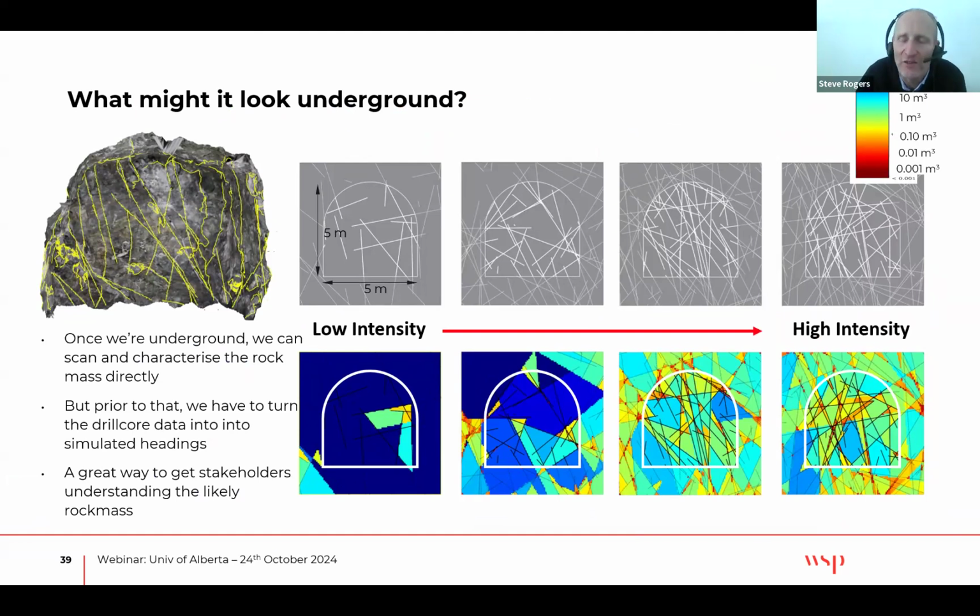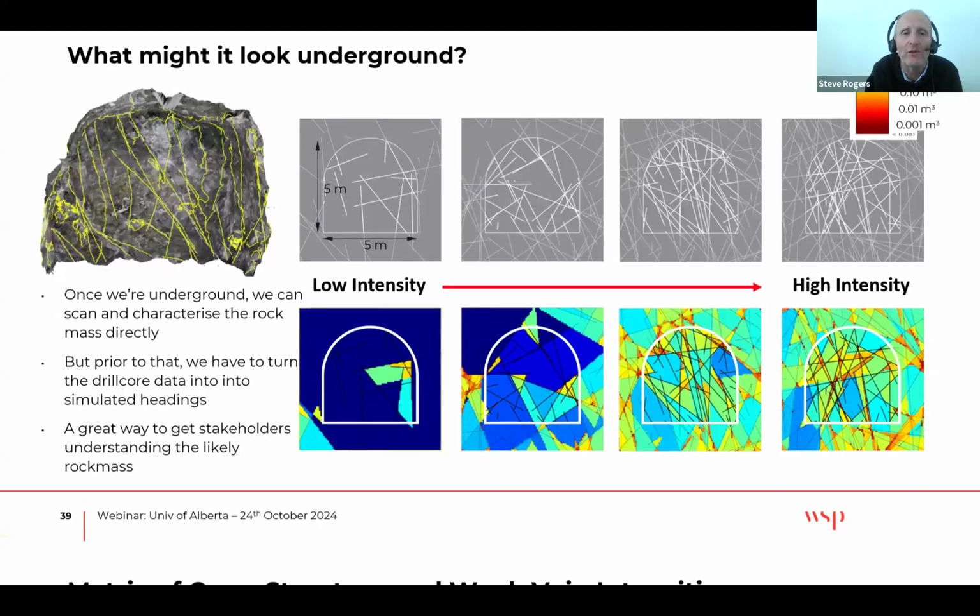Again, we can even look at this before we go underground. As I said, visualization is often the key to actually selling the idea. We can start to think about which of these rock masses represent our cave, and it could be all of them, because it's not one size fits all.